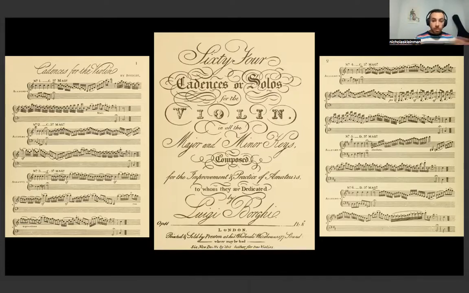But here, these are standalone cadenzas. Theoretically, for an allegro in C, this could be the cadenza, or your cadenza would be inspired by this sort of material, whereas with Quantz, it's improvisatory, based on the actual piece you're playing.